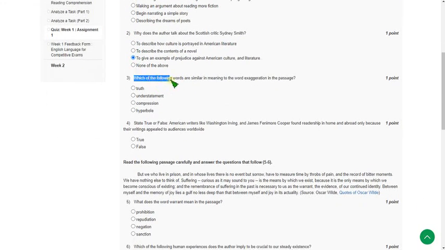Which of the following words are similar in meaning to the word exaggeration in the passage? So the answer for the third question will be hyperbole. That is the fourth option.